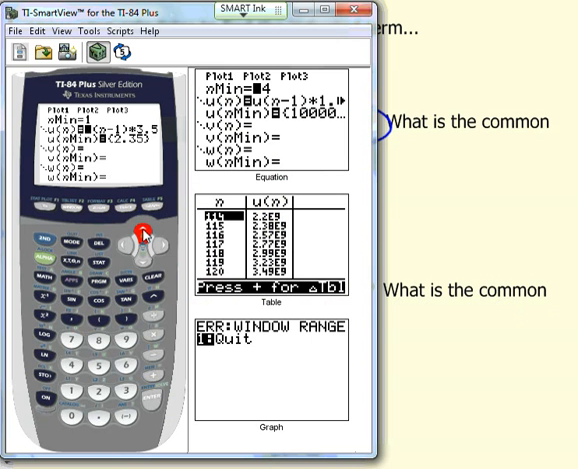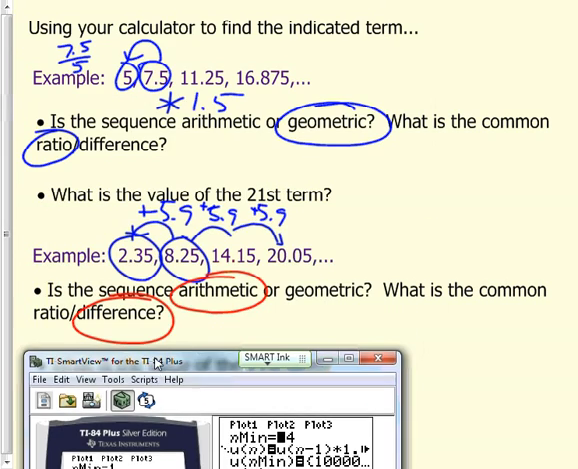Sorry, go back to here. Go to add 5. Plus 5 point. All right. Should I get that right now?